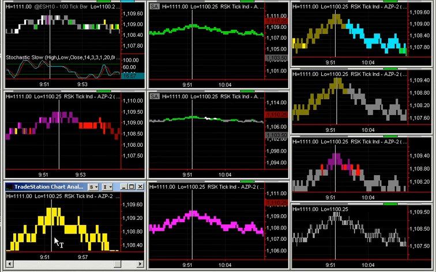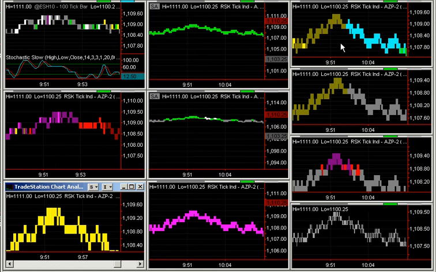And you can see that. Here's chart 1, 2, 3, 4, 5, 6, 7. Chart 7, you'll notice that the group reversals show up right in here, and right in here, and right in here.